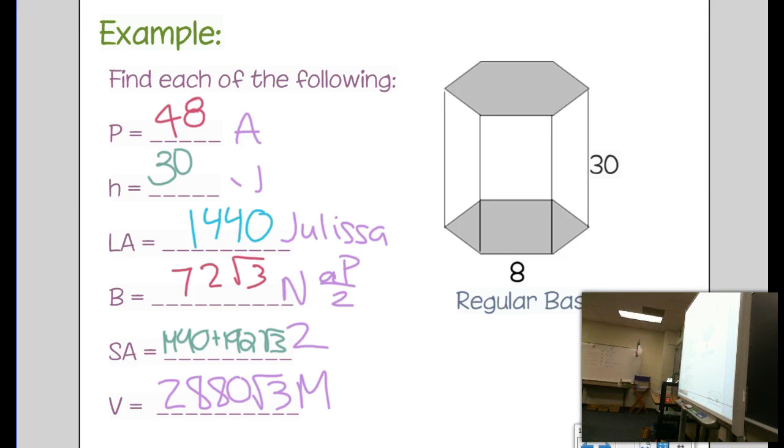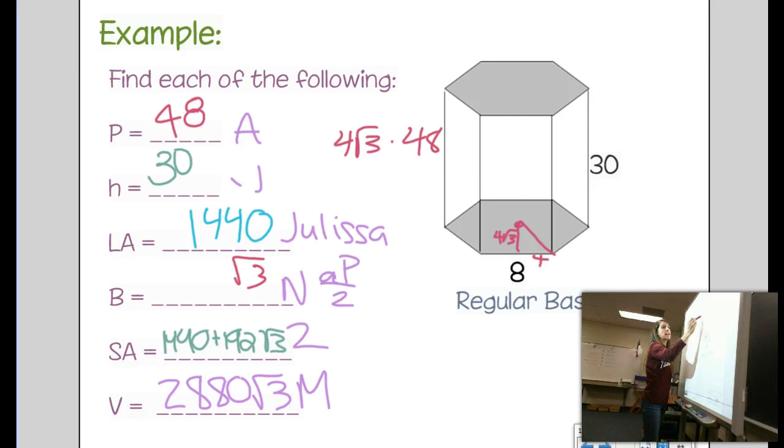Okay. All right, capital B. Let's talk about capital B. All right, what was the apothem? 4 root 3. So we do apothem times, we already know the perimeter, we already found it, 48 divided by 2, and you get 96 root 3. And then is the volume okay? 2,880 root 3. Nice. Questions? This is a test question right here. It's one of your test questions.